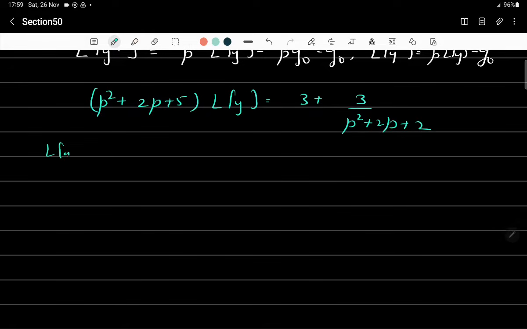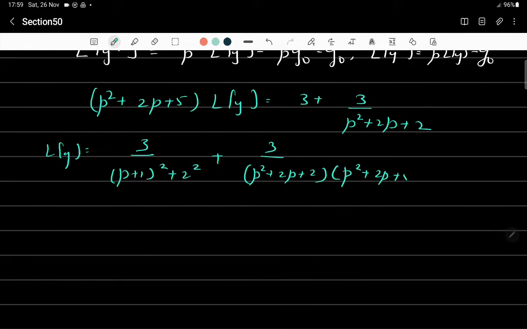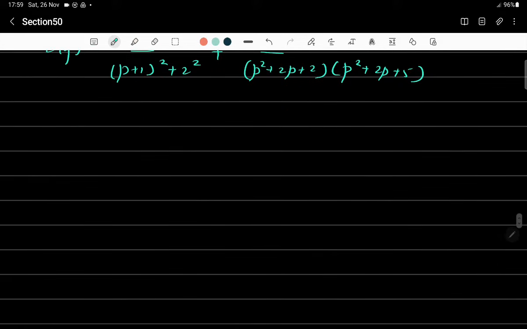So L of y is 3 by p plus 1 whole square plus 2 square, plus 3 p square plus 2p plus 2 times p square plus 2p plus 5. It needs to be simplified, so p square plus 2p plus 5 can be written as this. You can verify by yourself.